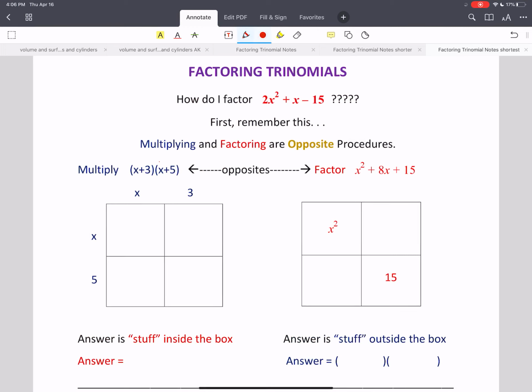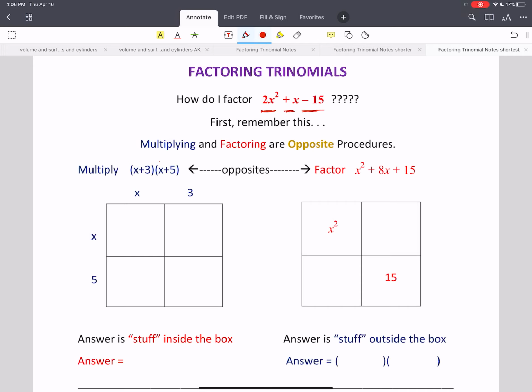Hi, today we're going to be factoring trinomials. In red here I have a trinomial, 2x squared plus x minus 15. Three terms, 1, 2, 3, thus the name trinomial. Before we factor it, I want to remind you that factoring and multiplying are opposite procedures.